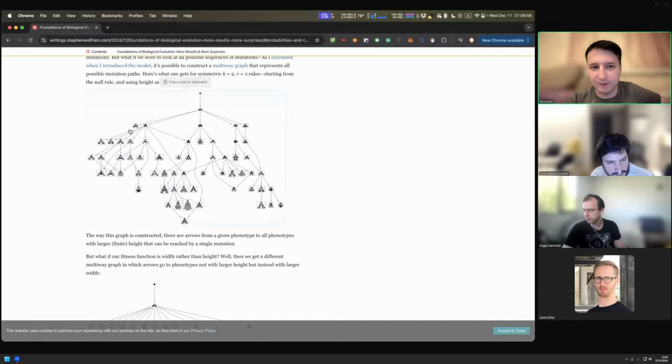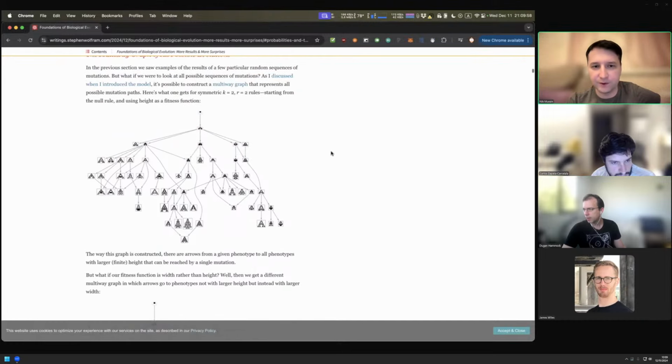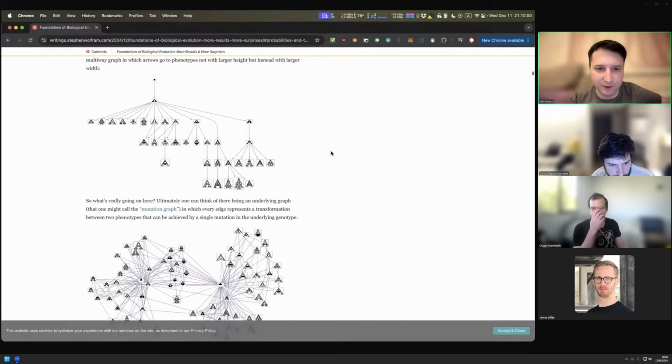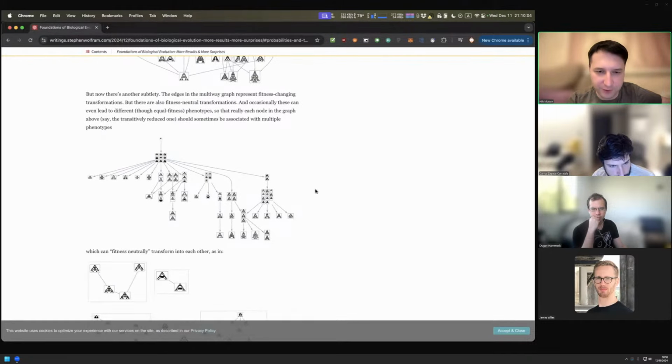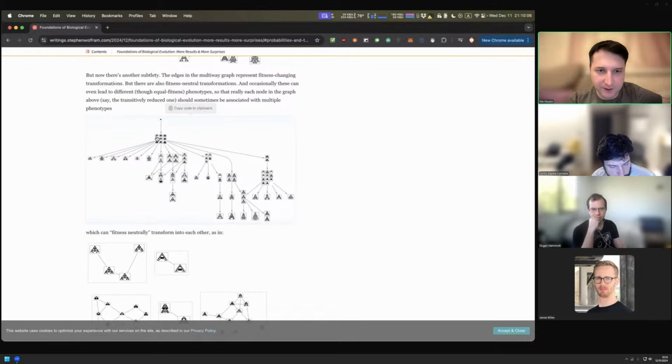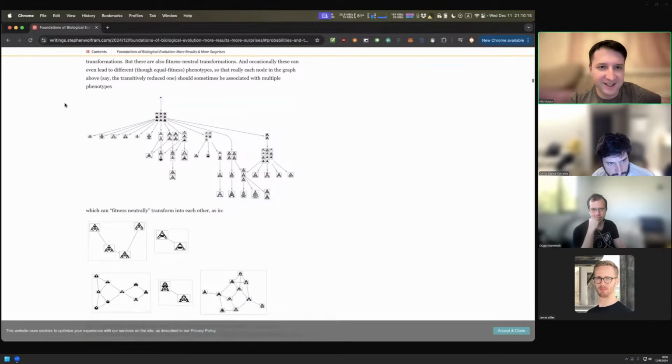So I think basically this plot shows all of the possible phenotypes. Maybe not this one. I think I had some like this one. It also shows the same fitness. Is it? It's not the same fitness. I'm not sure why. I don't remember.